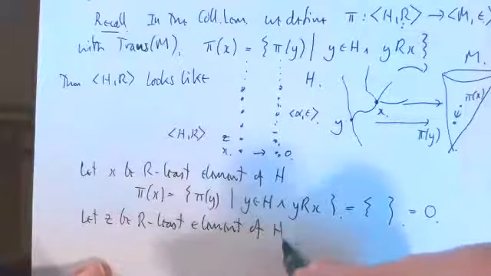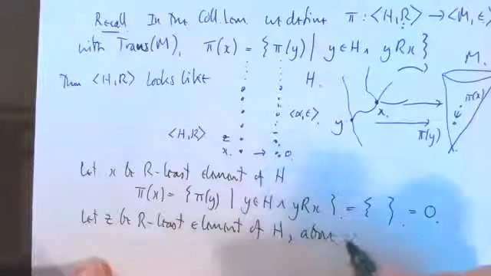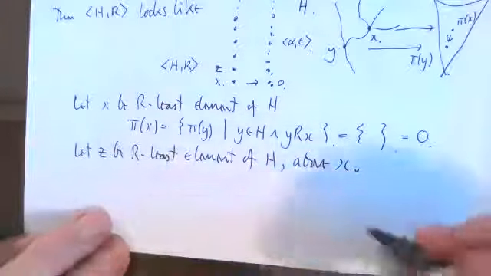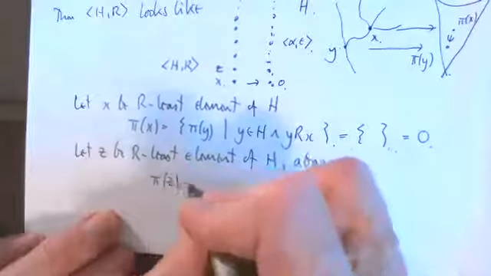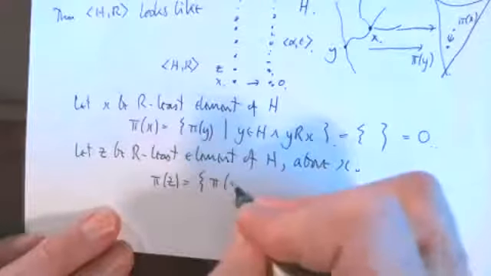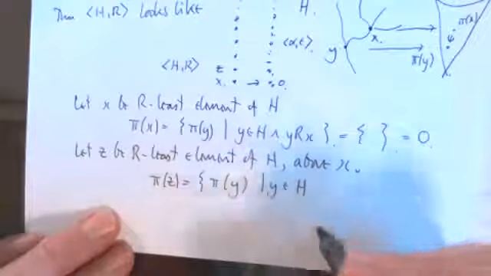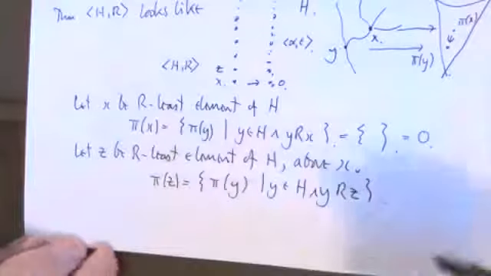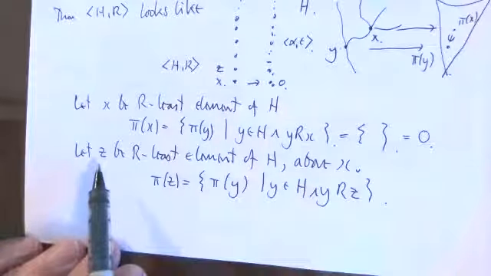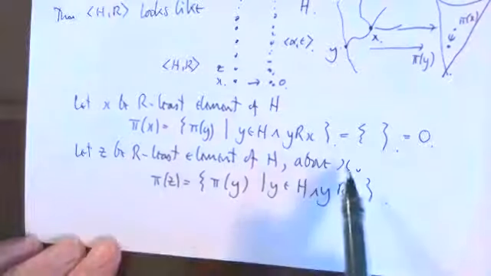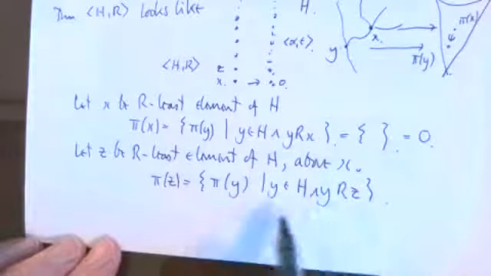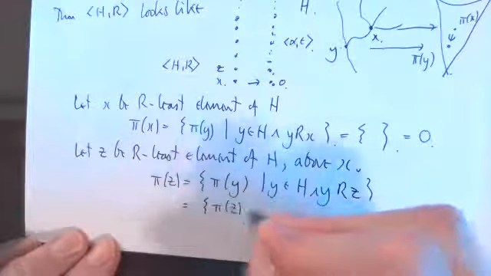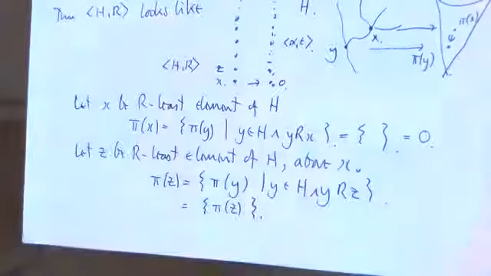The R least element of H above x. And you can kind of now see it coming. What's pi of z going to be? It's a collection of pi of y's, again, where y is in H and y comes before z. But we agreed that z's only R predecessor is x. So the only y to feed in here is x. So it's this.